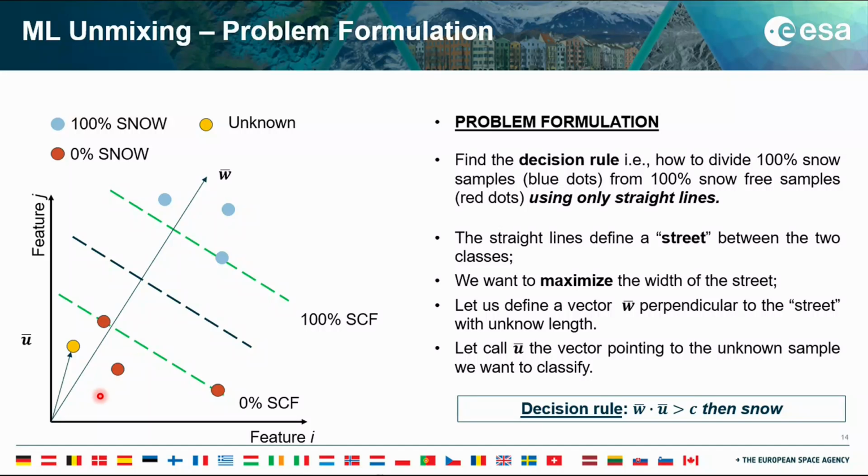So if I'm on this part of the street, this is snow-free. If I'm on this part of the street, I'm 100% snow. But it is very simple to say, very simple to imagine, but how can I solve an equation like this? As we were talking before, in this equation we have the unknown sample that we actually know, but we don't know anything about the vector W, and we don't know anything about the scalar C. So we are in the case where we have infinite solutions, okay? So we have to do a little bit of mathematics before.